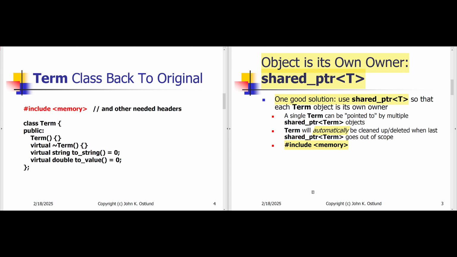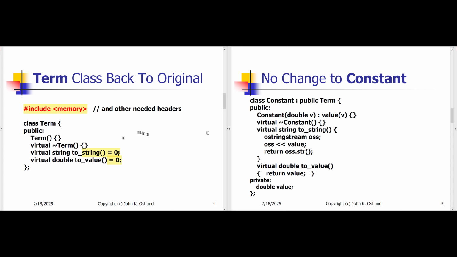So here, starting on slide 14, is our code making use of shared pointers. We include memory. Our term base class is back to being the very simple thing that it was initially. It has a constructor that does nothing, a virtual destructor that does nothing, and two pure virtual functions, toString and toValue, so that term is an abstract class. The definition of the constant class and of its toString and toValue functions is not changed at all.